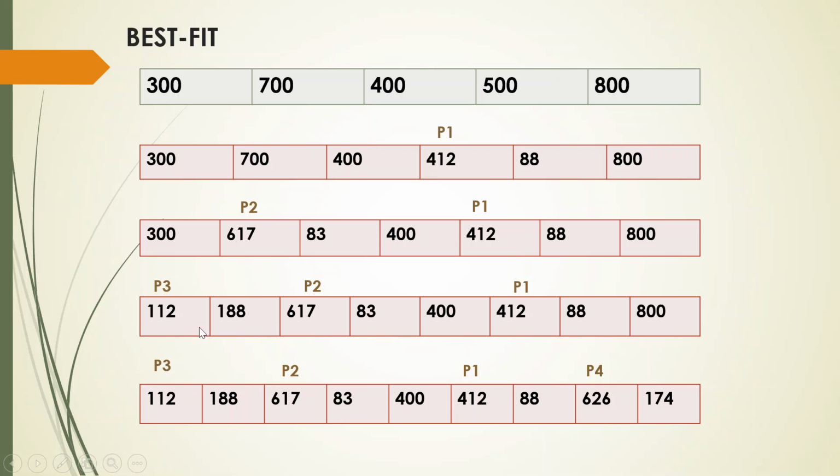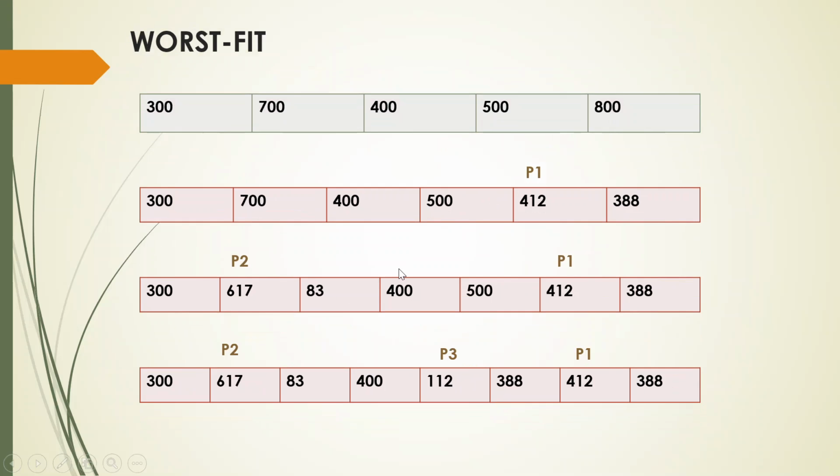And finally we'll check where to place 626 kb. Where is the free space to place 626 kb? Here the remaining position is 800. So we'll divide it into two parts as 626 and remaining 174, and we'll give the name P4. So this is the final answer for best fit.